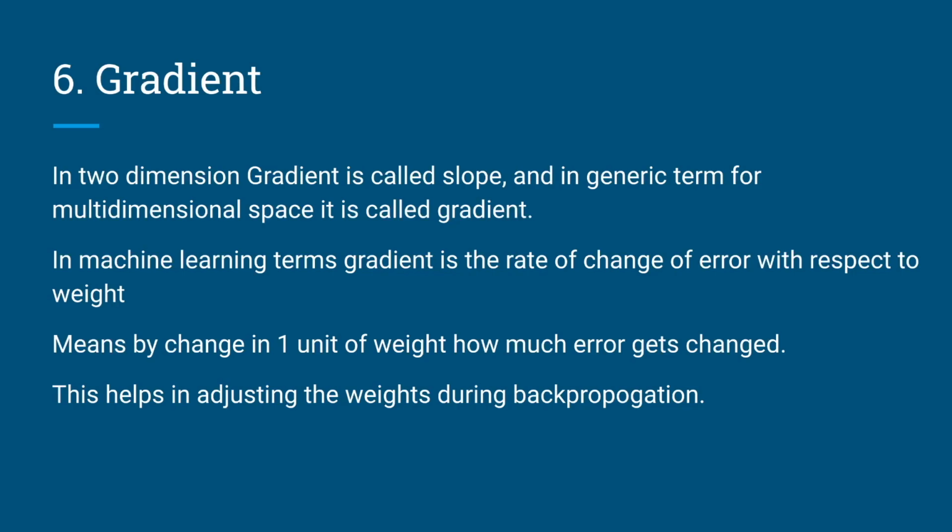It means the rate of change of error with respect to weight means, by a change in one unit of weight, how much the error gets changed. This helps in adjusting the weights during the backpropagation, which we are going to look at going forward.